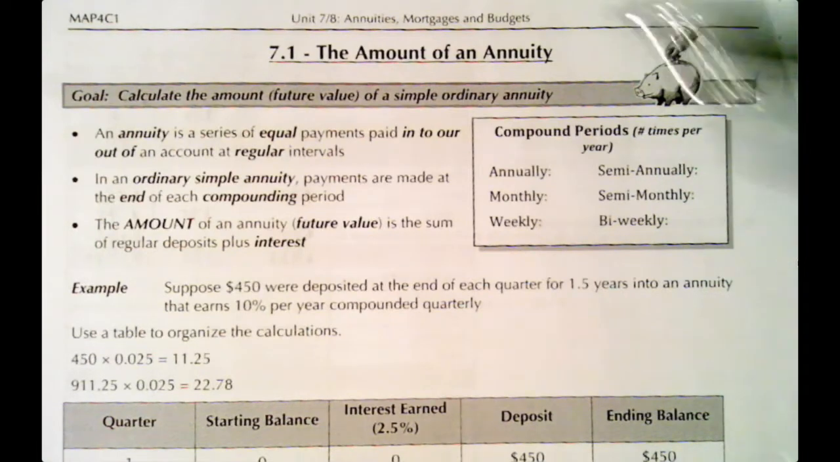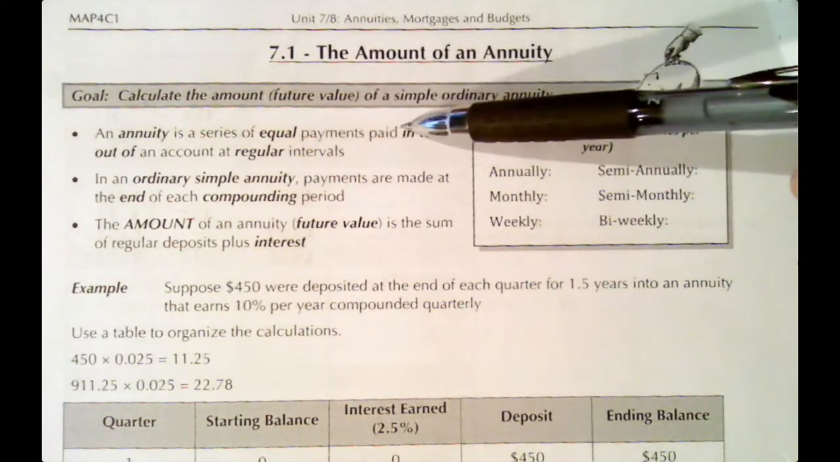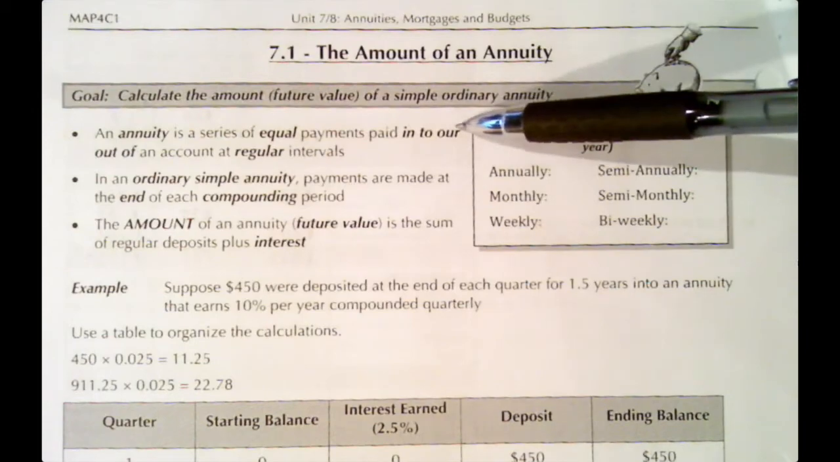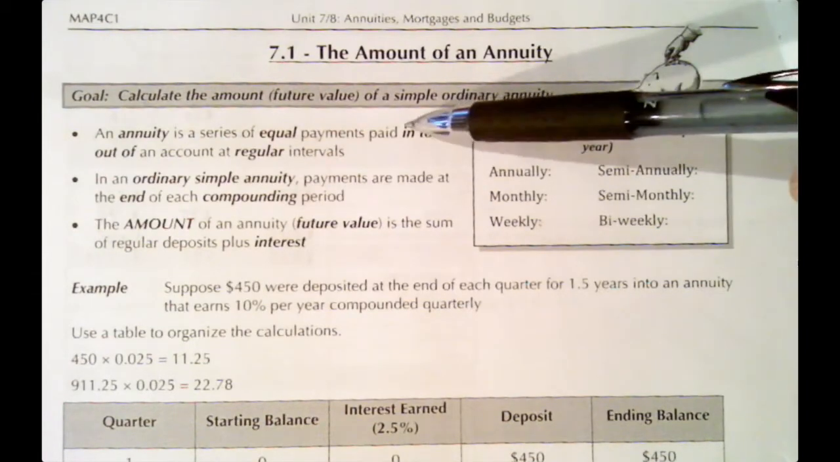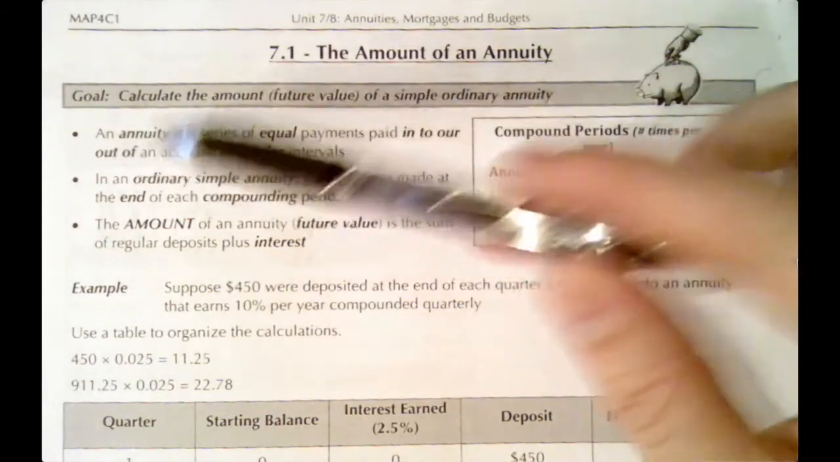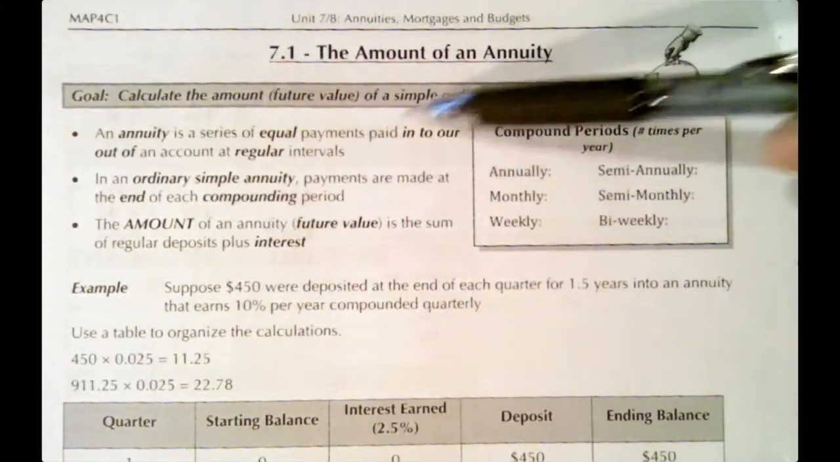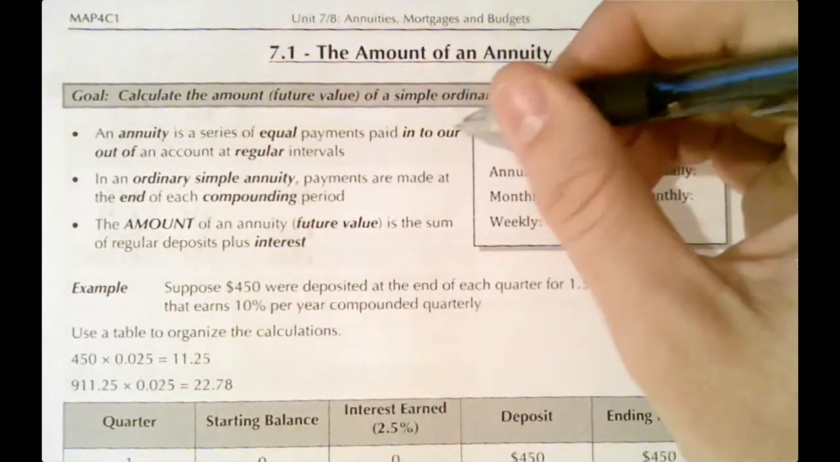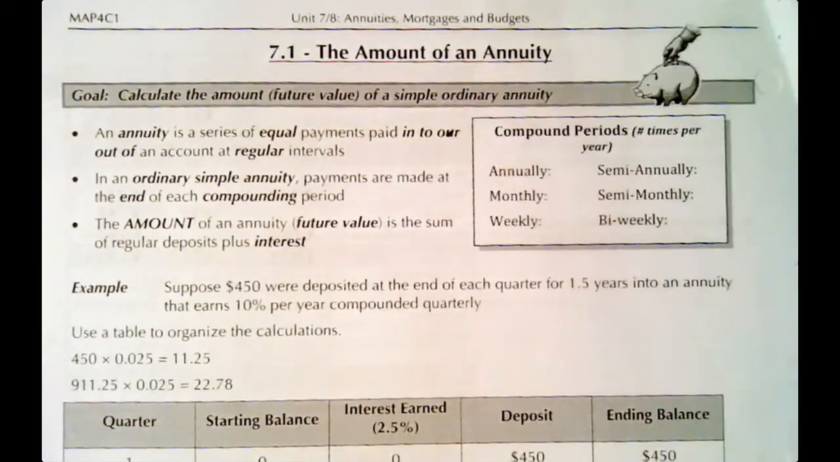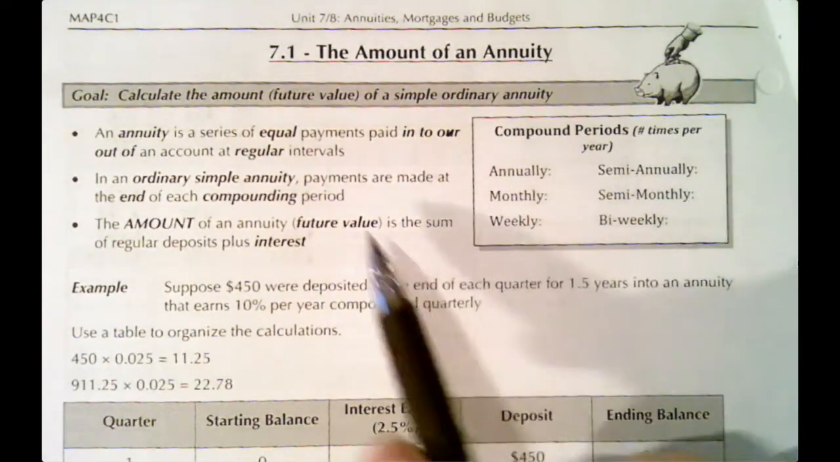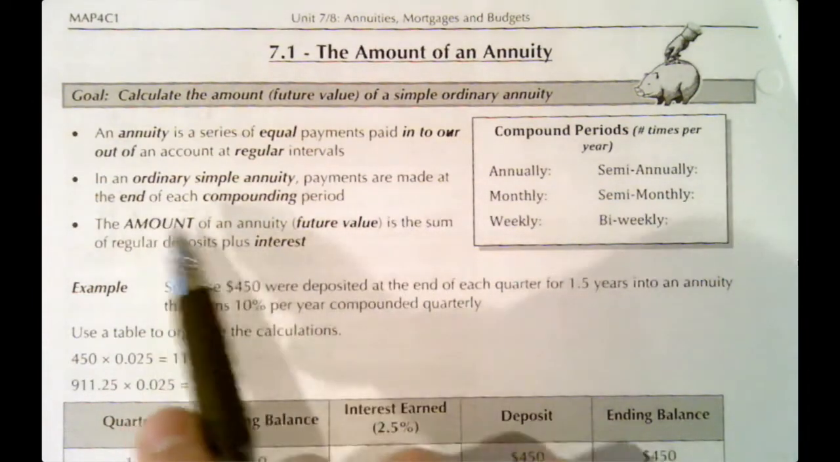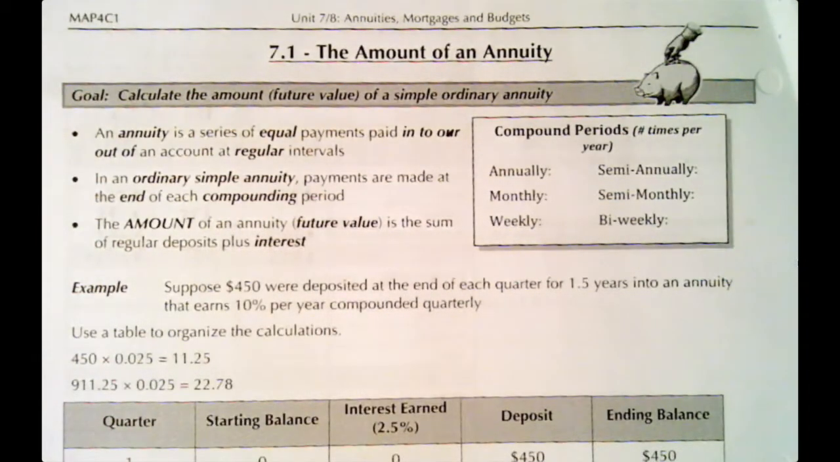Well, an annuity is a series of equal payments paid into or out of an account at regular intervals. An ordinary simple annuity, the type we're going to look at, are payments made at the end of each compounding period. I'm going to explain what some of these words mean in a second. The amount of an annuity, or the future value, is the sum of all the regular deposits plus the interest you earn.